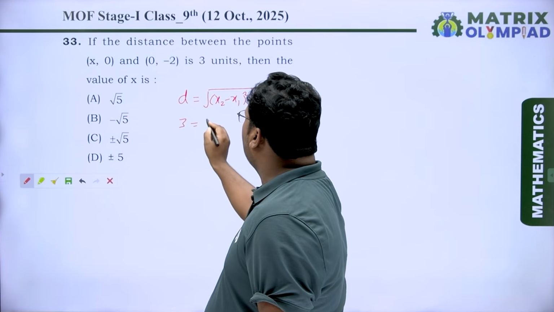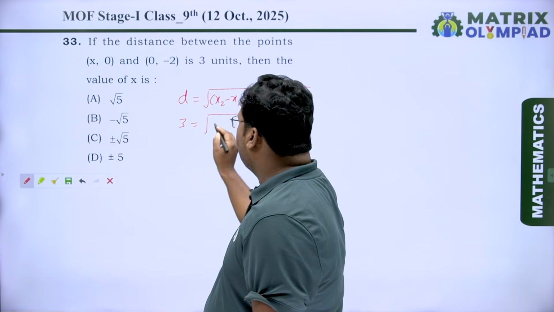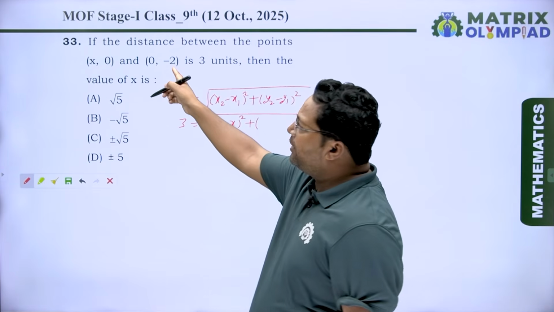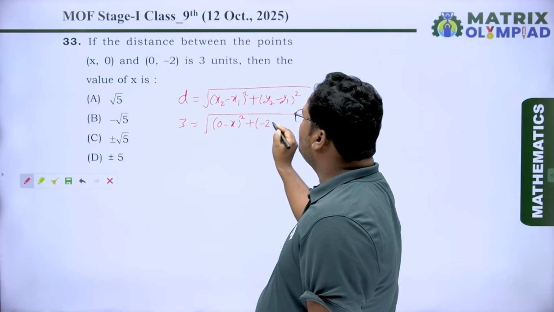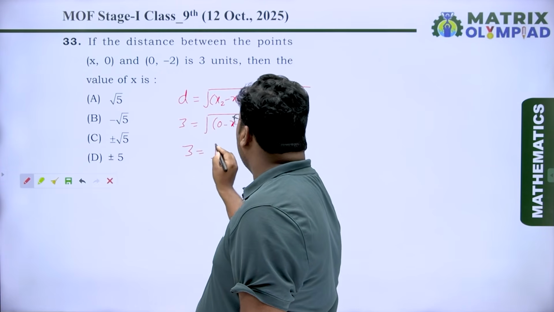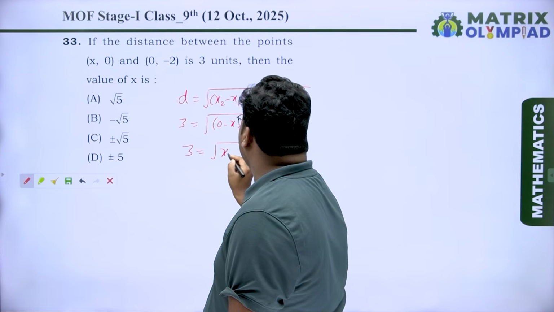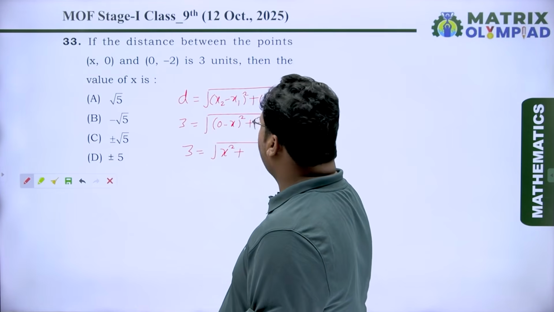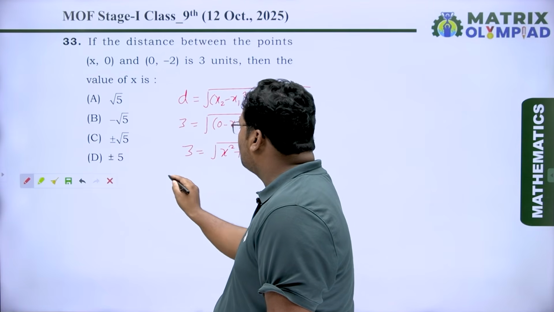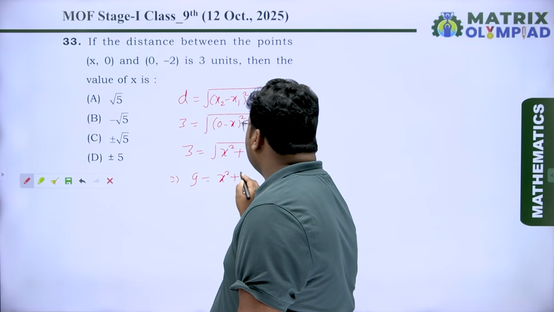So it is 3 equal to under root of, x2 is 0 and x1 is x, so it is (0 minus x) whole square plus, y2 is given -2, so it is (-2 minus 0) whole square. So here 3 is equal to, it is 0 minus x, so it is minus x, and minus x square is plus x square. And it is plus (-2) square, which is plus 4. Now we have to take square on both sides. So we will get 3 square is 9 and it is x square plus 4.